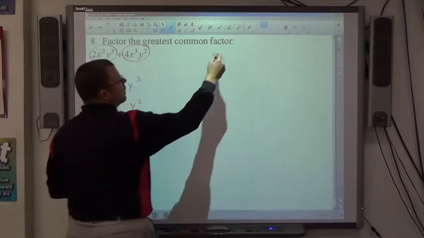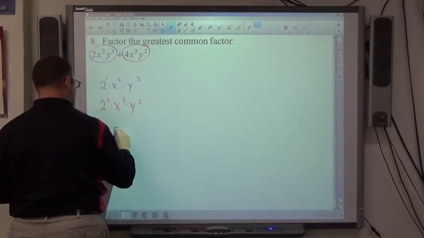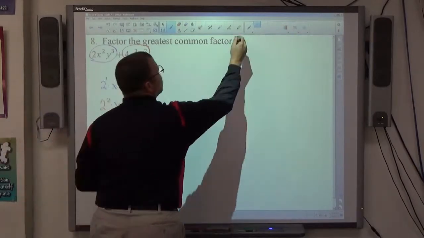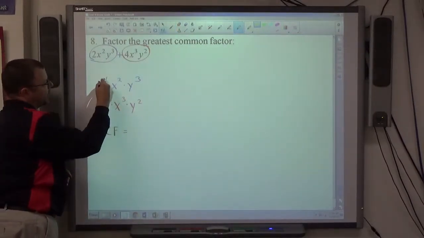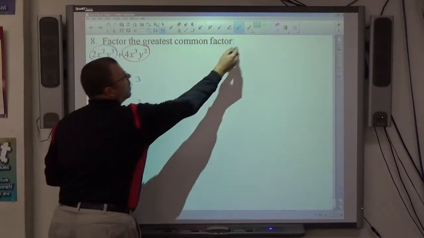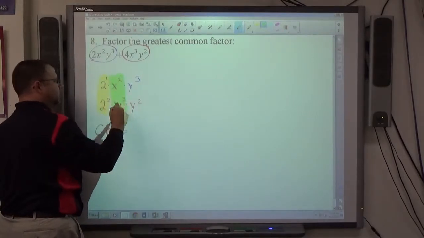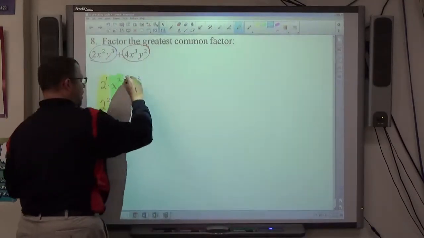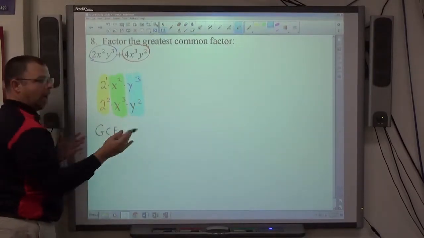So if I'm finding the greatest common factor, the GCF, what I'm concerning myself with is what's the same, what's common. And what I'm noticing is common here is these are common. The 2's are common. The x's are common. And of course the y's are common. So both of these terms contain common pieces.